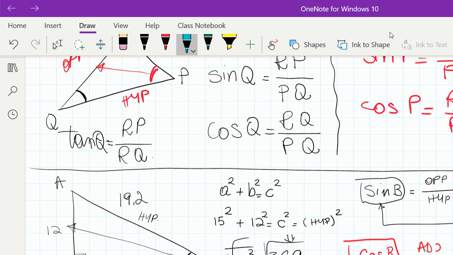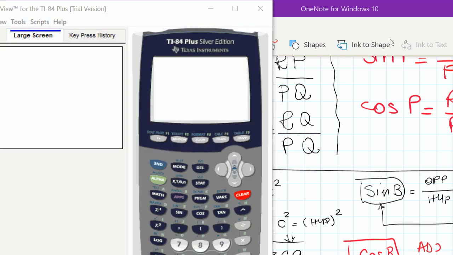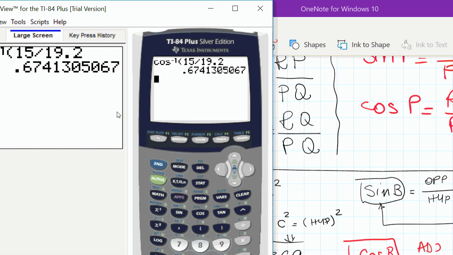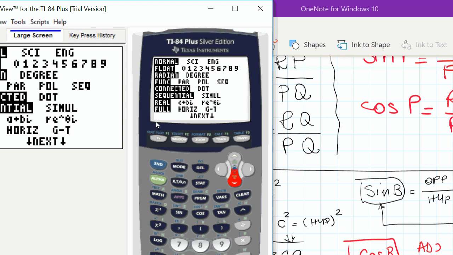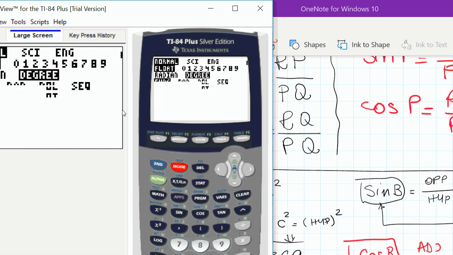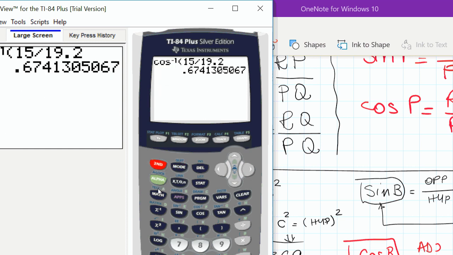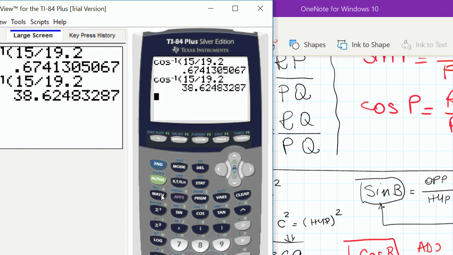38.6 degrees. If you want to see how to use the calculator on this, it will be second function cosine 15 divided by 19.2. Enter. And the mode of my calculator is not on degrees, which means that I have to convert it into degrees. And we'll say 38.6.